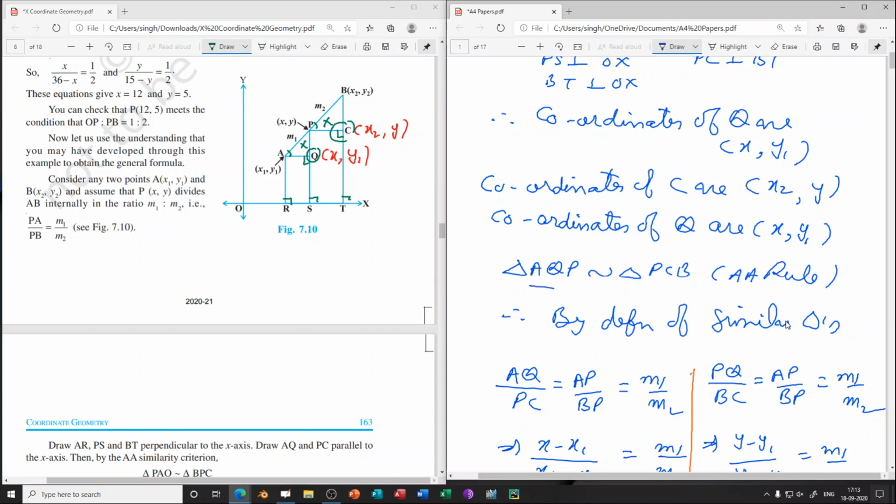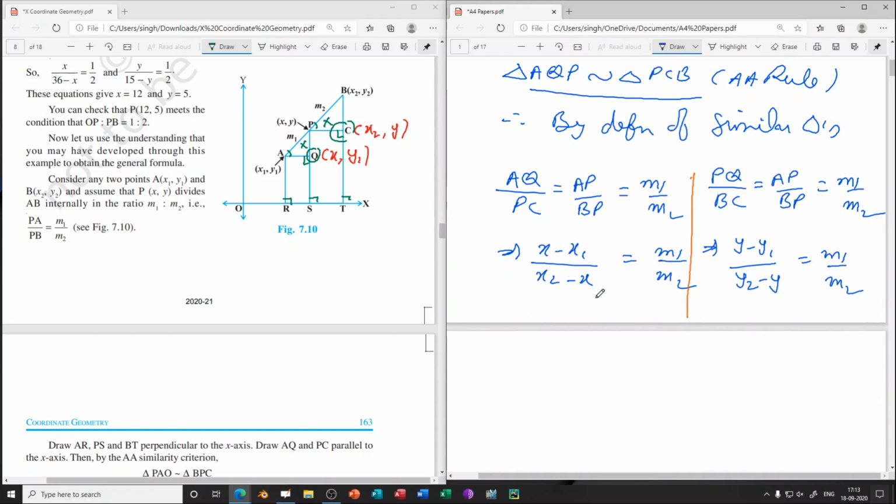Whenever two triangles are similar, the ratio of the corresponding sides is always equal. Therefore, the ratio of AP over PB is the same as the ratio of AQ over PC, or the ratio of PQ over BC. Applying the definition of similar triangles, we get AQ over PC equal to AP over BP. And what is AP over BP? That is m1 by m2.